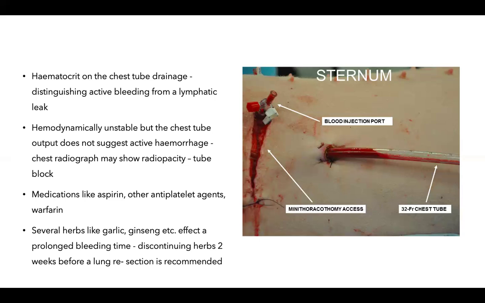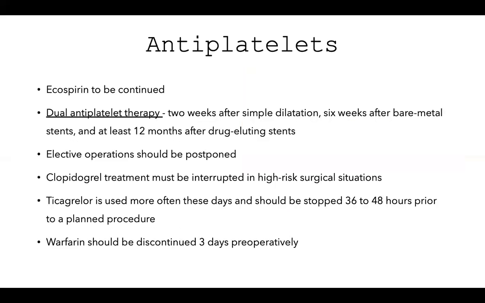So discontinuation of all these herbs 2 weeks before lung surgery is strongly recommended. And what to do about the antiplatelet in the post-op? Usually we continue aspirin. We continue dual antiplatelet if there's a definite indication like different cardiac interventions. That means we continue 2 weeks after simple dilatation. For a bare metal stent, the cutoff is 6 weeks, and for a drug-eluting stent, it's 12 months.